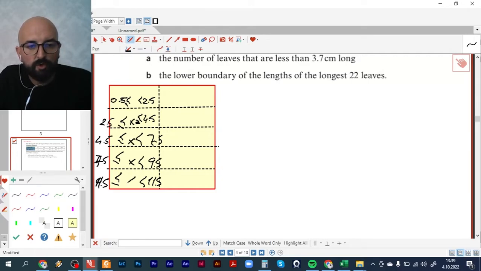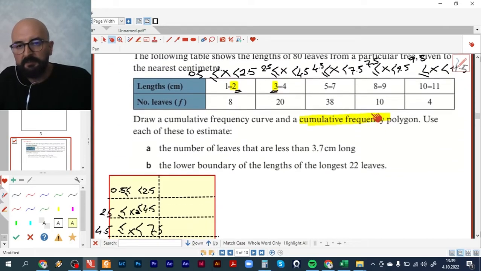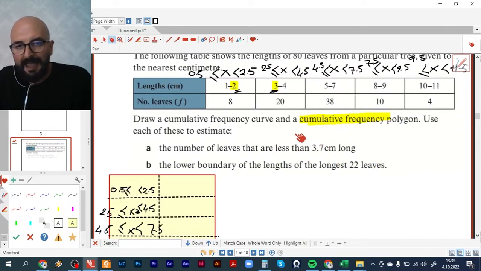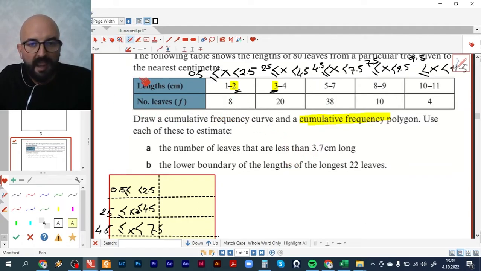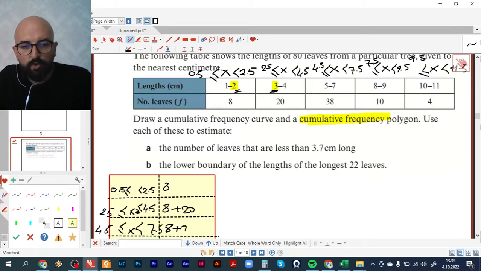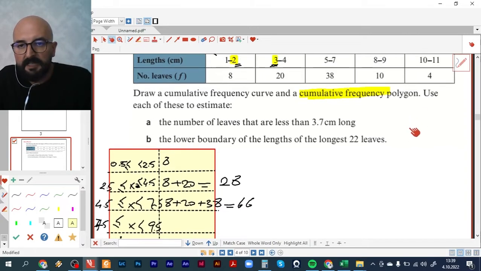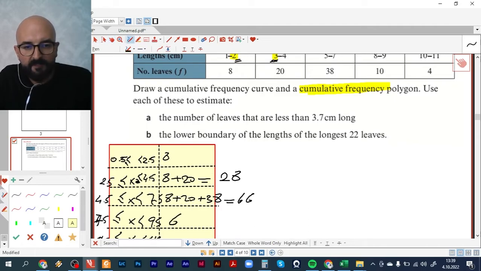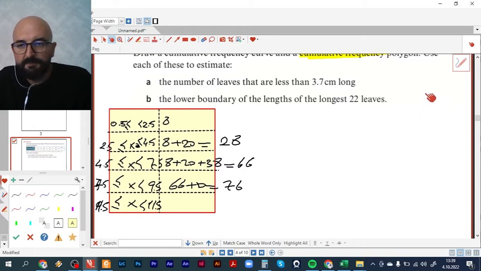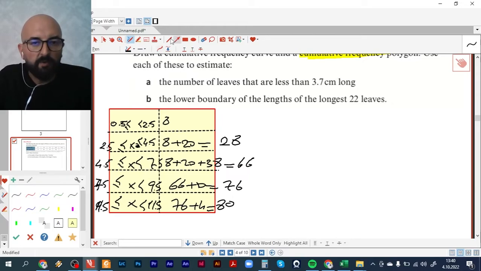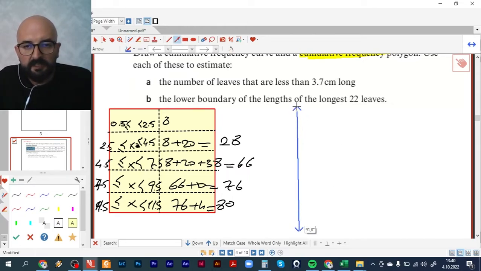And for cumulative frequency, we will add up, so the first value 8, the second value 8 plus 20 is 28, the third value 28 plus 38 is 66, and 66 plus 10 is 76, and the other one 76 plus 4 is 80.